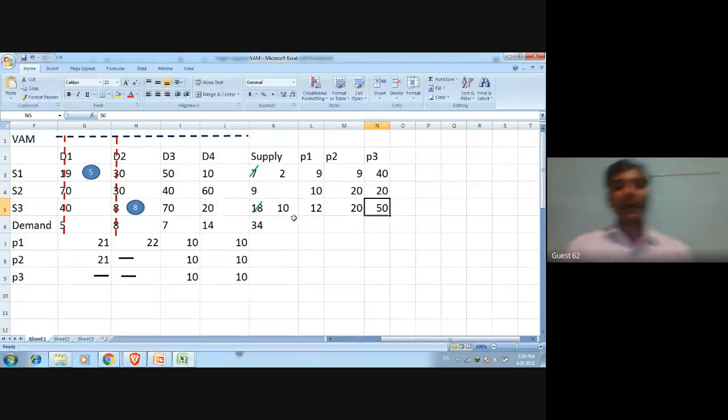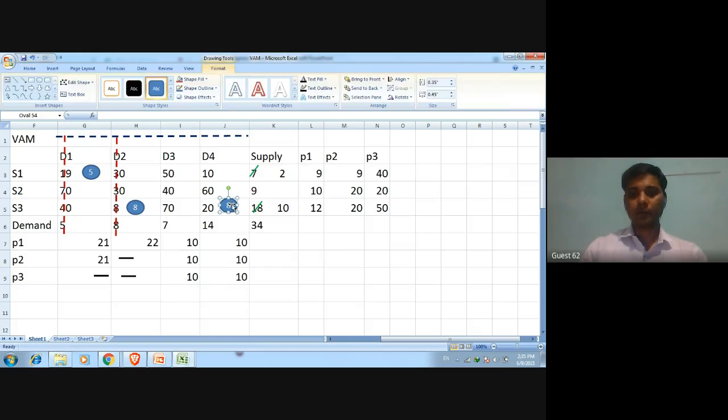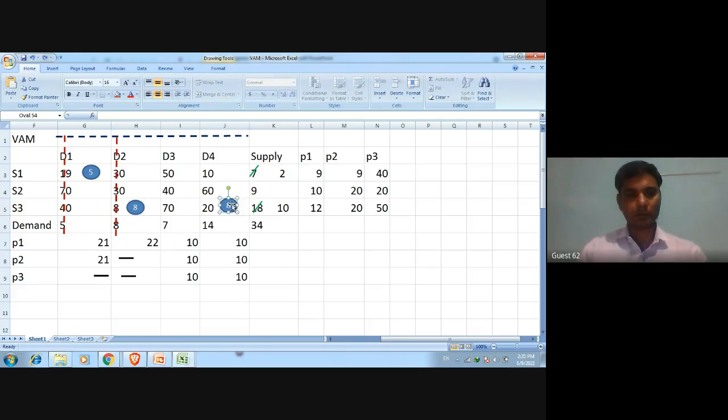So let us see. The supply of plant S3 is 10 units and the demand for dealer D4 is 14 units. So between supply and demand, which one is less? 10. So we will allocate this 10 units to the dealer D4. I have allocated this 10 units to D4.